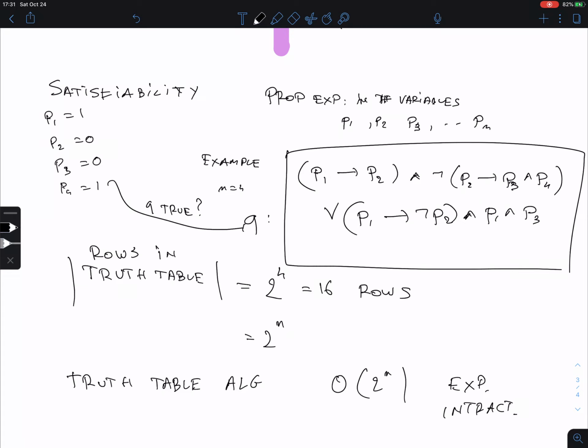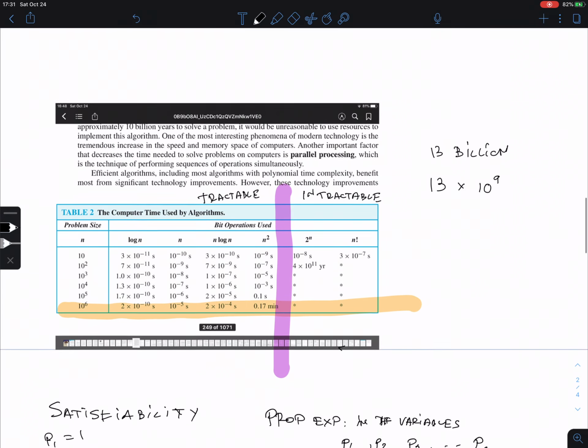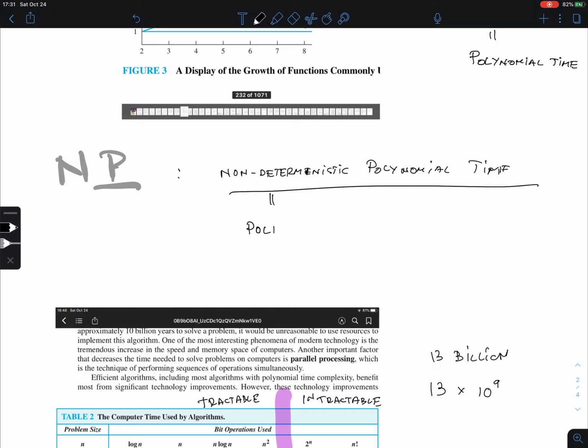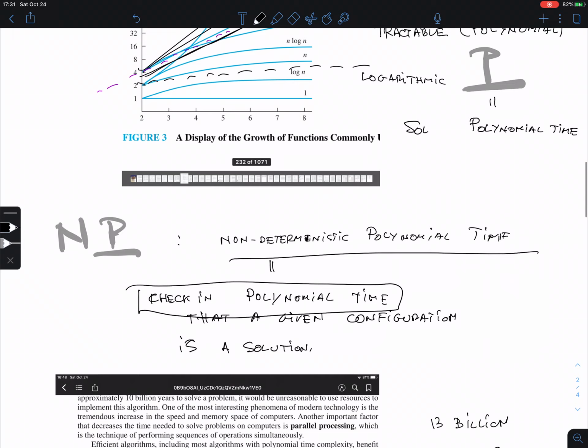Now, this is an example of what is called non-deterministic polynomial time. And what does that mean? This means that I can check in polynomial time that a given configuration is a solution. That is different, right? There's a difference between finding a solution and checking the solution. So it is, let's just say, check in polynomial time, whereas the other means solve in polynomial time. That's the big difference. So let me highlight this. This is solve in polynomial time, this is check in polynomial time.